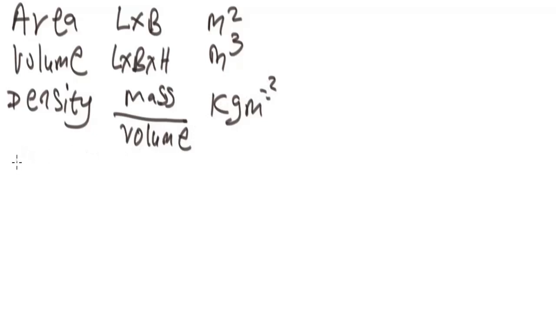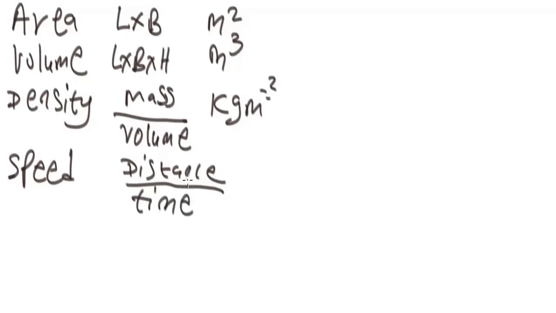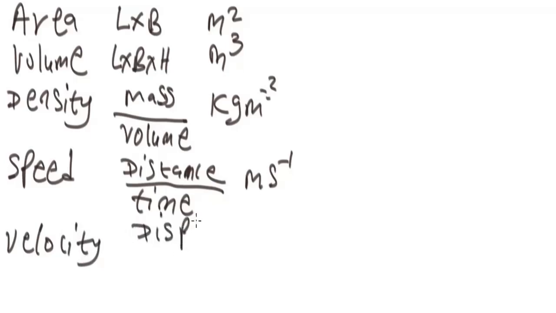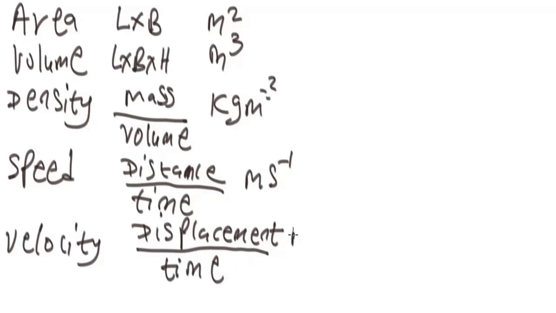Right, so we also have our speed. Speed is calculated using distance over time. So this is distance over time, and the unit of speed is meter per second. Alright, so we also have our velocity. Velocity is calculated using displacement over time, and it has the same unit as speed, meter per second.